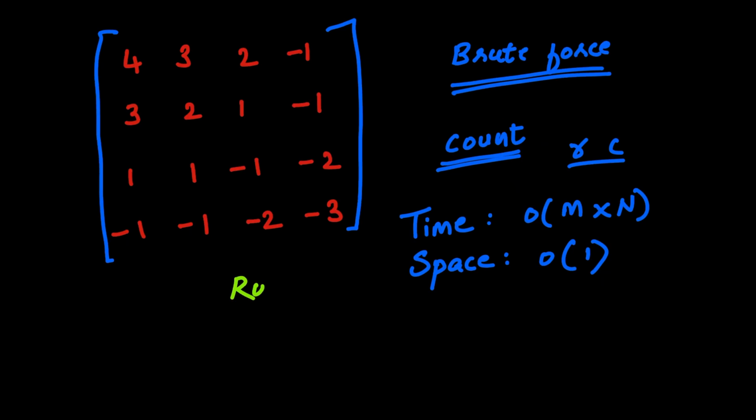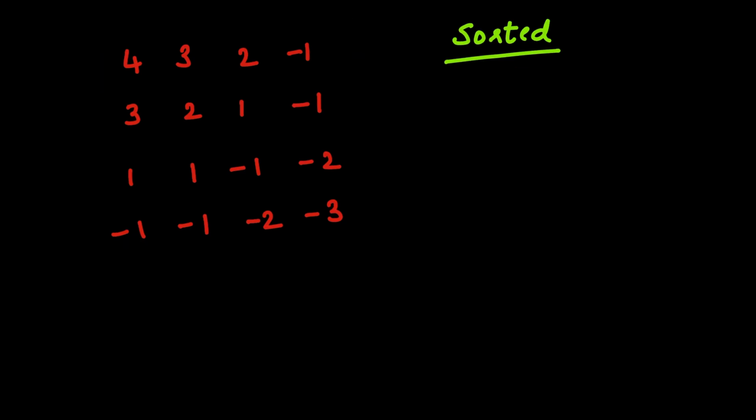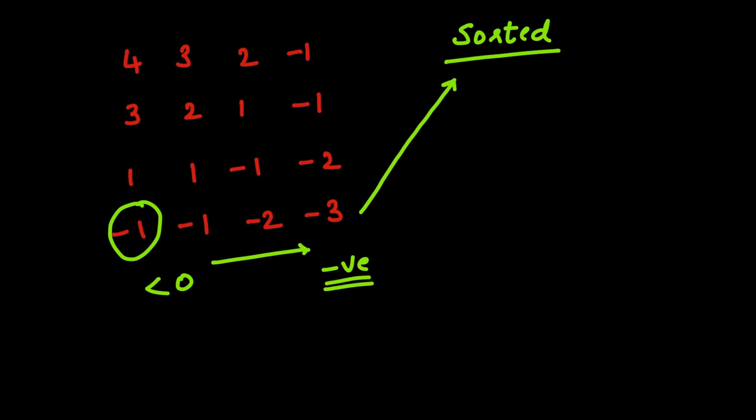Although this approach solves the problem, it doesn't take into account the fact that the given rows and columns are already sorted. Let's think of an alternate approach where we can leverage it. If a value in a row is negative, then all of the values to its right will also be negative. This is because each row is sorted.